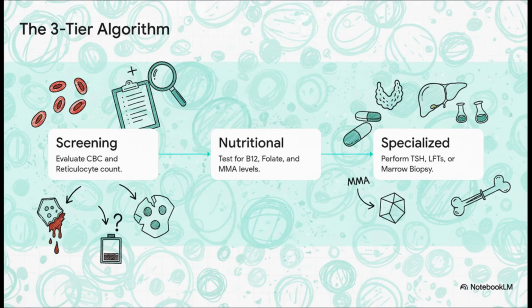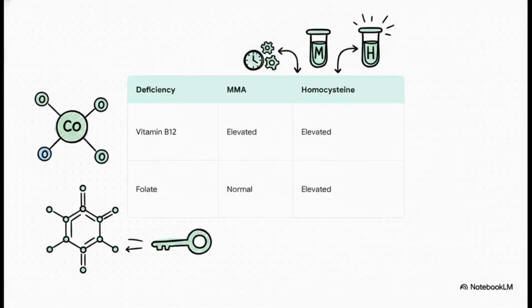Here, we're testing for B12 and folate. If those labs come back confusing or borderline, we test the methylmalonic acid, which we'll break down in just a second. Now, if nutrition is completely normal, then we advance to Tier 3, specialized testing. This is the stage where we check the TSH for hypothyroidism, LFTs for liver disease, or even perform an invasive bone marrow biopsy if we really suspect MDS.